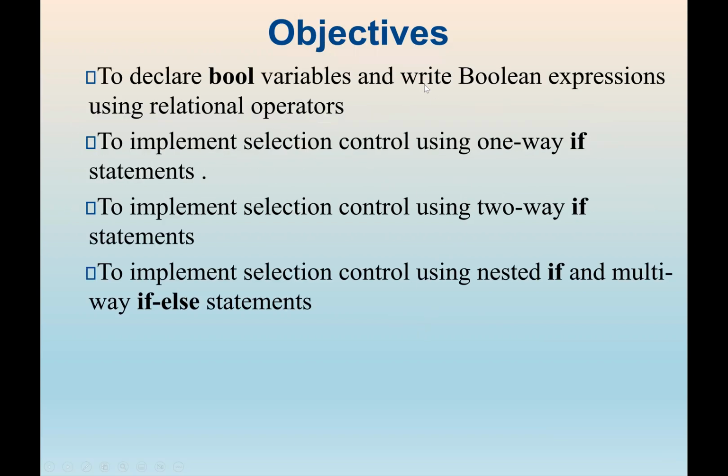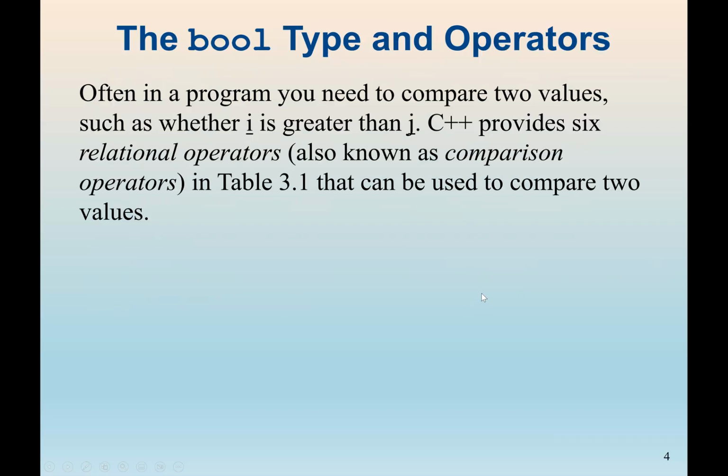So our main objective is to go through all the different types of selection statements we have in C++. We are going to start with the one-way if statement, then the two-way if statement, then the multi-way if-else statement, and also nested if. Nested if means there's an if statement inside another if statement.